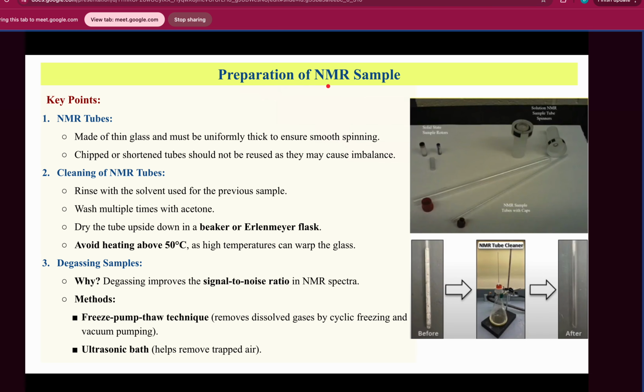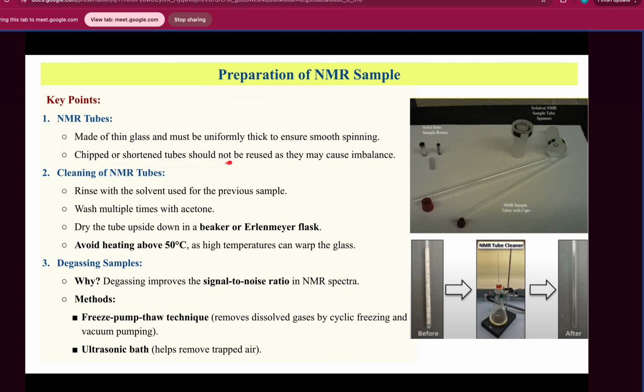And now comes the preparation of the NMR sample. So now we have seen the components of NMR. Now we'll see how we will prepare the sample. The key point we need to keep in mind while performing NMR spectroscopy is that the NMR tubes which we are using are made of thin glass and they must be uniformly thick to ensure smooth spinning.